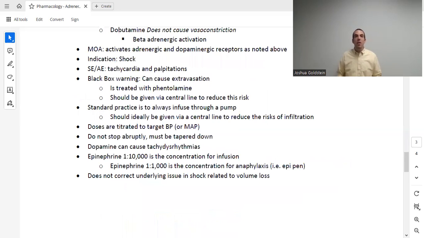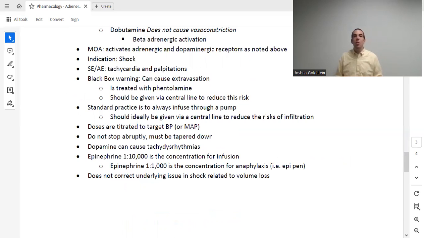So let's go ahead and talk about all of these drugs, because there's a ton to know about them. First of all, the mechanism of action we talked about. If it activates beta-1, that's going to make the heart beat harder and stronger. If it's going to activate alpha-1, that's going to vasoconstrict. If it's going to activate dopaminergic receptors, which are sort of a cousin to the adrenergic receptors, that is going to increase blood flow to the kidneys.